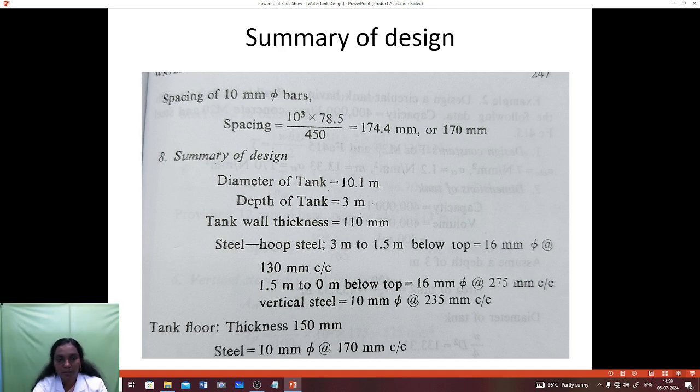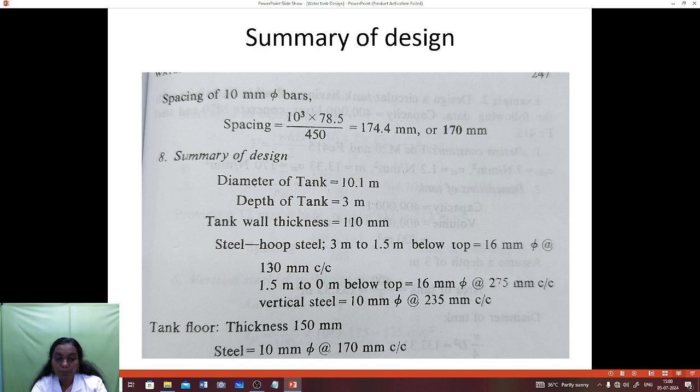Summary of the design. First, finding the diameter of the tank, then the depth of the tank, then the tank wall thickness and area of steel. The whole height is 3 meter circular water tank. For 1.5 meter below the top, we provide 16 mm diameter bar at the center of 130 mm center to center distance. For 1.5 meter to 0 meter below the top, 16 mm diameter bar is at 275 mm center to center.